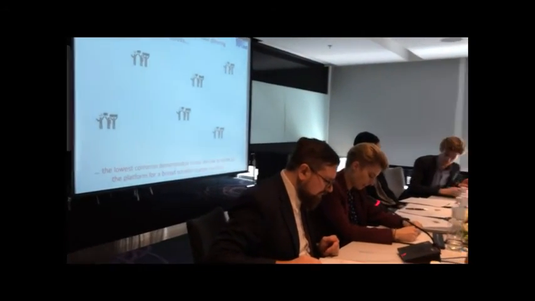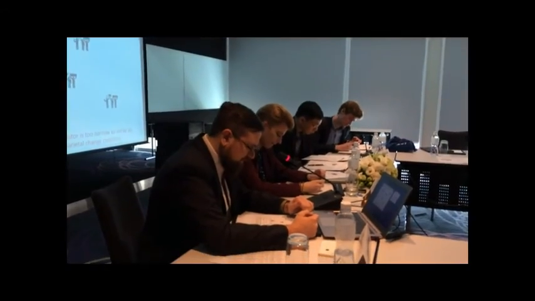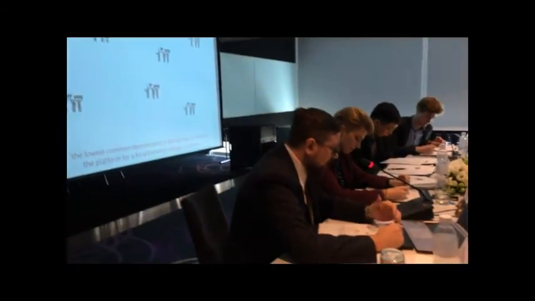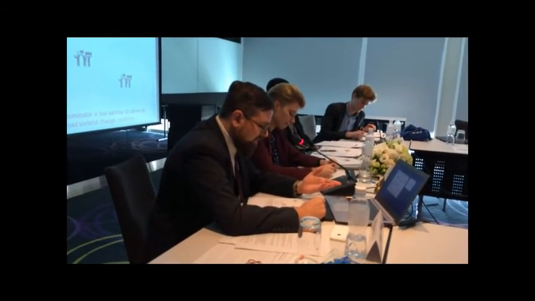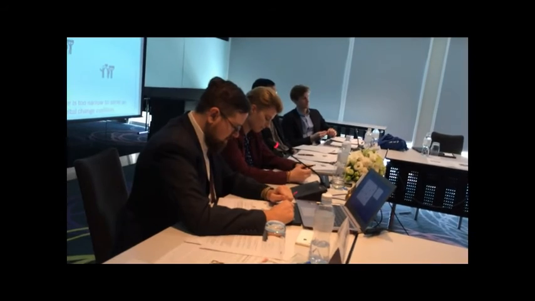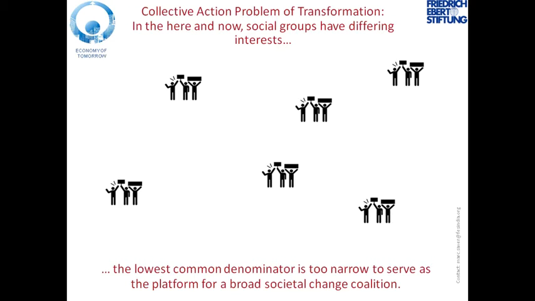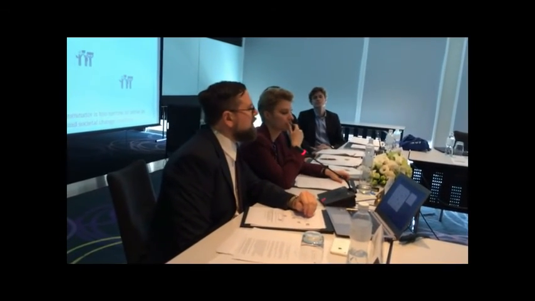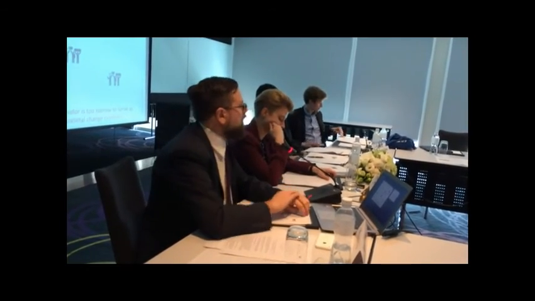Finally, if escaping the transformation trap means to break the resistance to political, social, and economic innovation, those who seek change need to create the political muscle to implement it. Only a broad societal coalition can actually field this political leverage. Broad societal coalitions, however, are very difficult to build. And this has to do with a lot of collective action problems. I'm just going to point out one of them, which is that in the here and now, social groups tend to have not the same, or diverging, or even opposing interests, identities, and priorities. So if you wish to build a coalition, you will quickly find that you do not have a common platform.